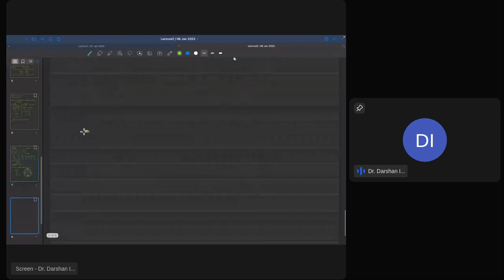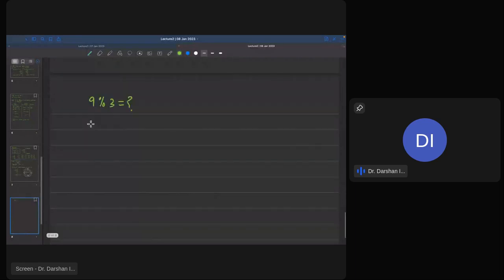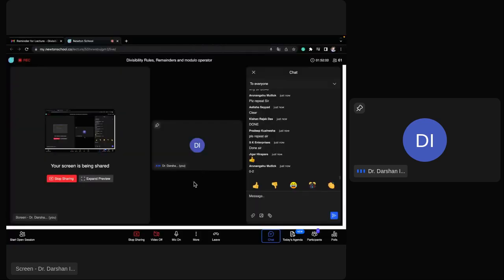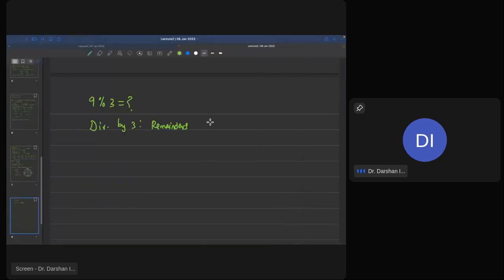Let's change it. If I want to find out 9 modulo 3 equal to question mark. So if I'm dividing by 3, what all are the possible remainders? Correct. That's correct. 0, 1, 2. So 0, 1, 2. Right?